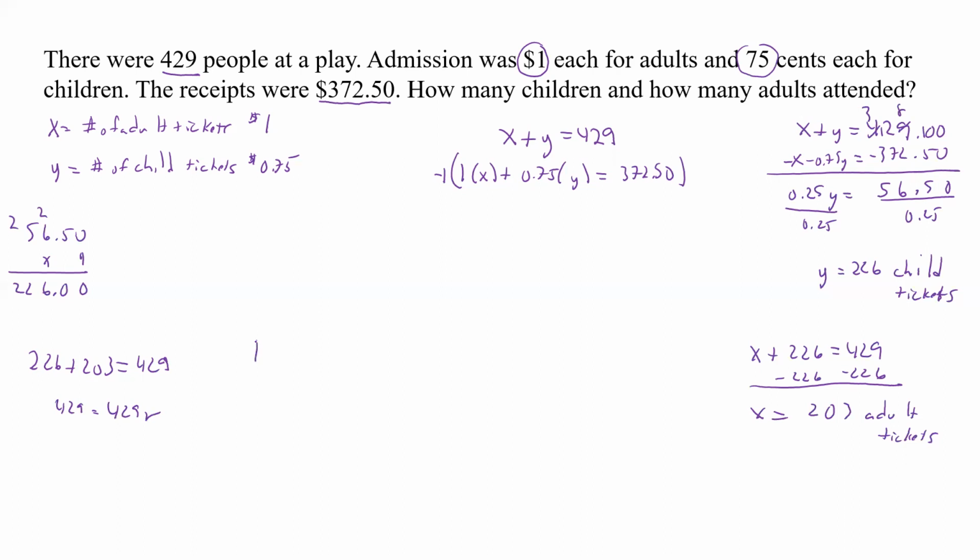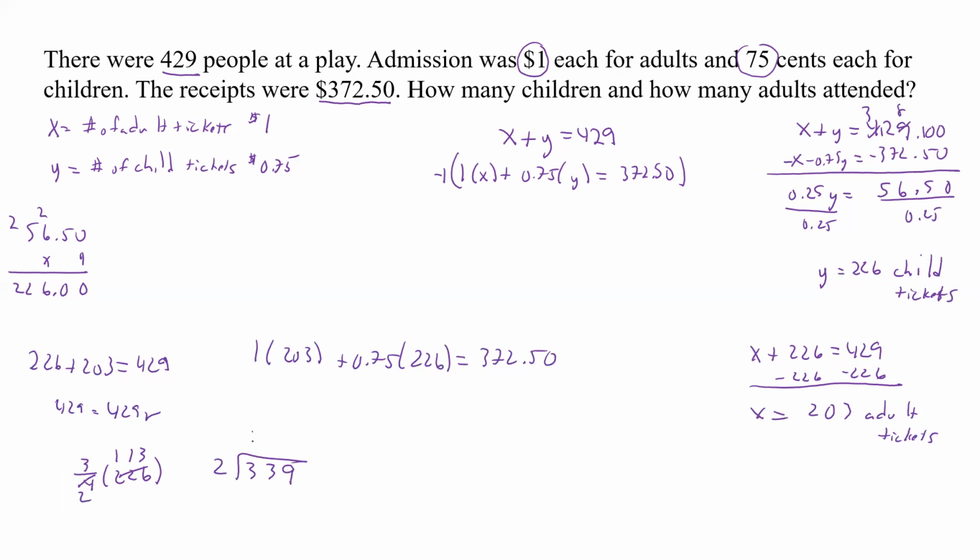So I'll have 1 times 203 plus 0.75 times 226. And that's supposed to equal 372.50. All right, so 0.75 is the same thing as 3/4. So I'm going to actually have to take 3/4 times 226. Well, 2 will go in here 2, 2 will go in here 1, 1, 3. And so then if I multiply 3 times that, that's going to be 339 divided by 2.